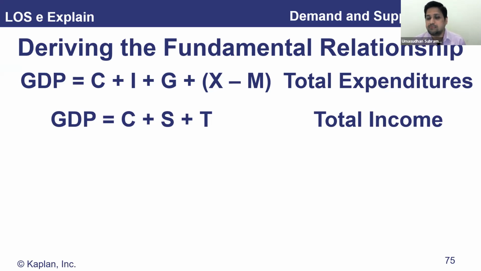You might sometimes, when you sit back and think about it, have these confusions. So I thought I should clarify that to you. When you say X minus M, you might think it's an income, but you're thinking from a country's perspective. From a country's perspective, yes, it is an income, because when you export, you get money. When you import from other countries, you pay money.